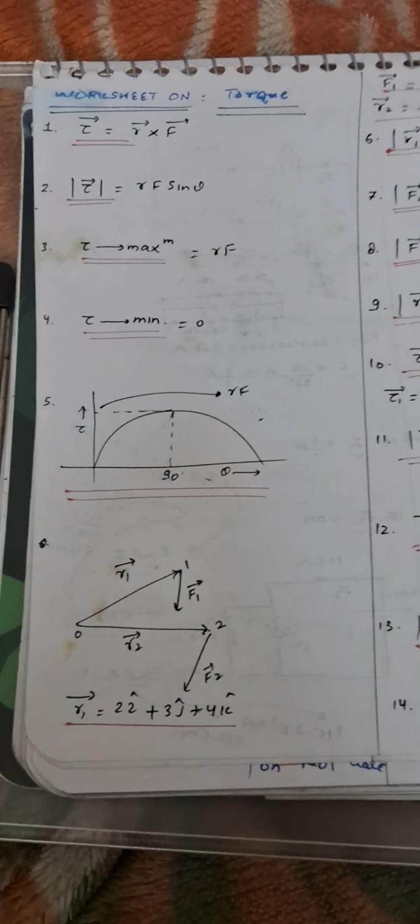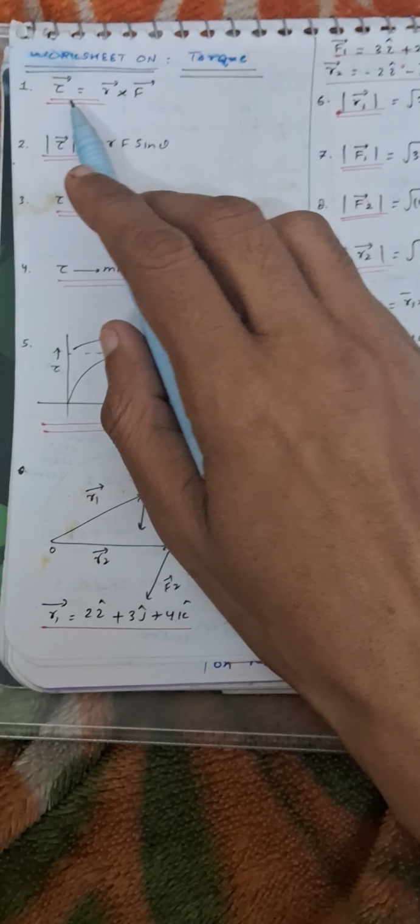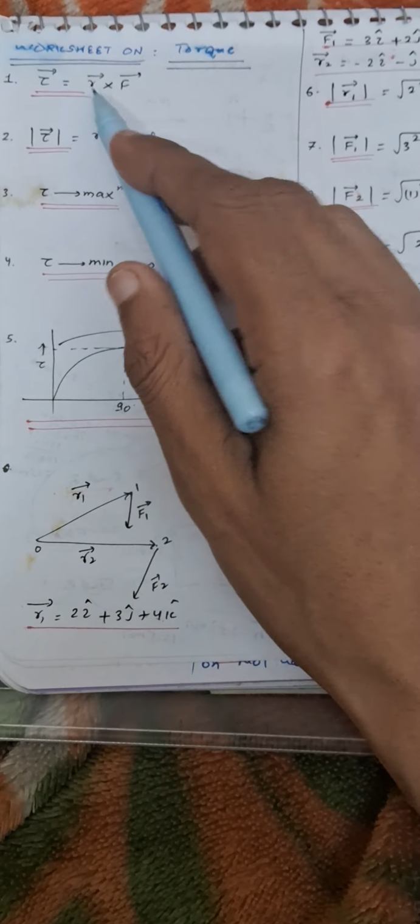So let's start with the worksheet. So here is the worksheet on torque. First question is what is torque? So torque is R cross F in vector notation.